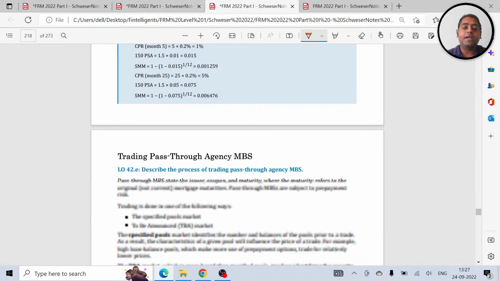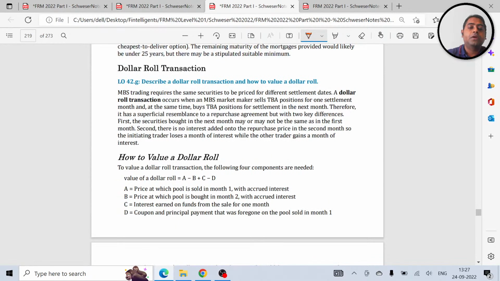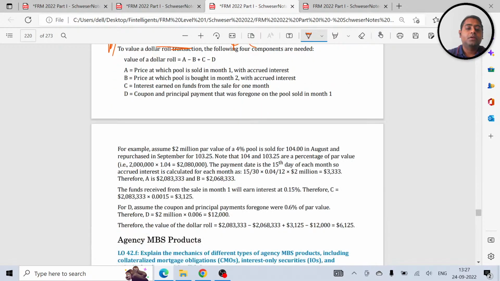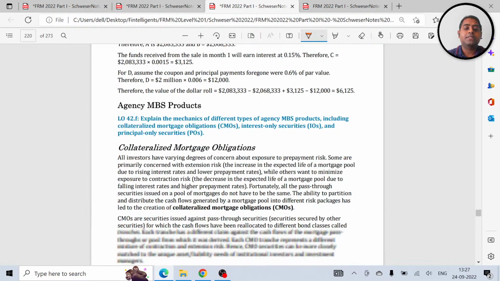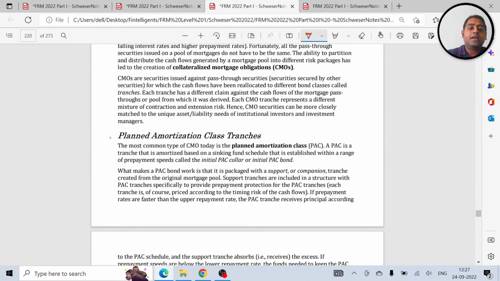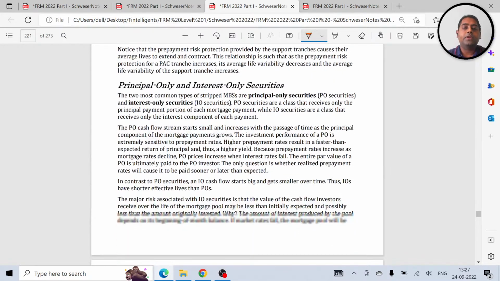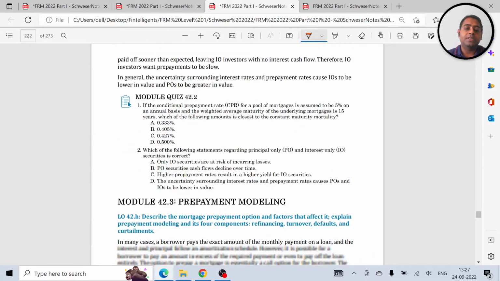As we move ahead, pass through TBA dollar roll transaction. How to value a dollar roll transaction? Important. Don't skip this. Okay, agency MBS, collateralized mortgage, planned part. PAC is slightly important. They might ask you on the theoretical part, the entire PAC. Principal only, interest only, I've not heard in the last two exams they've been testing on this.